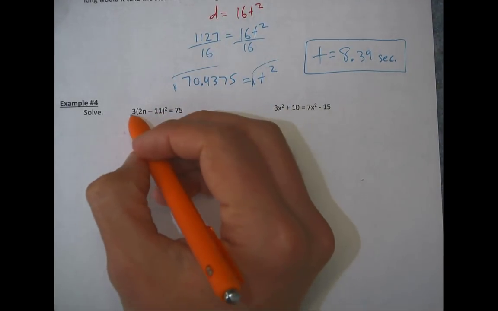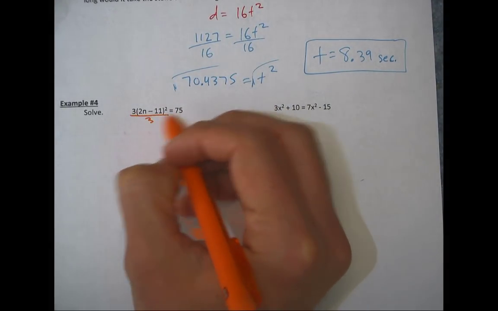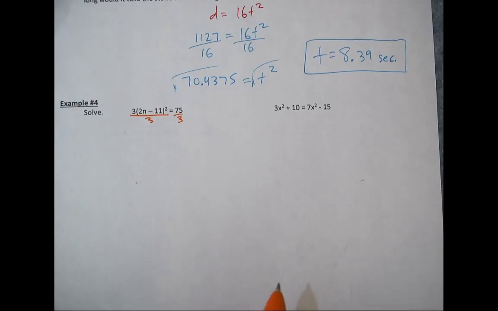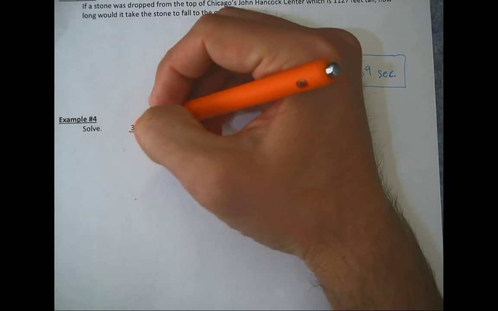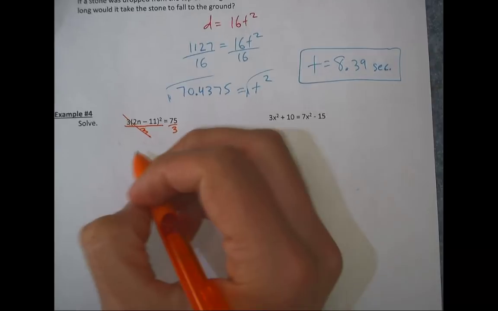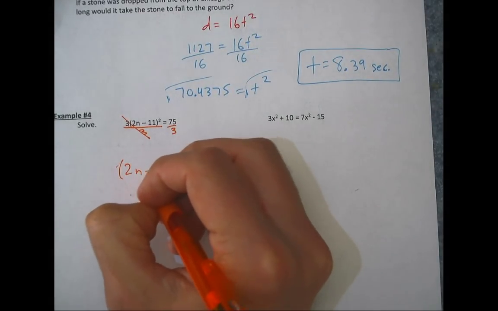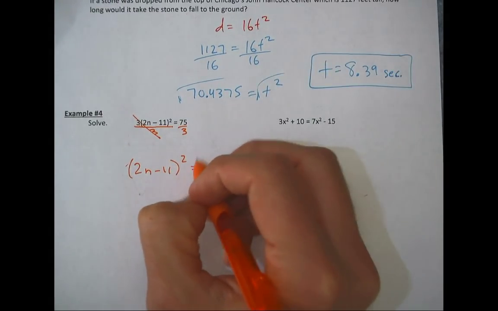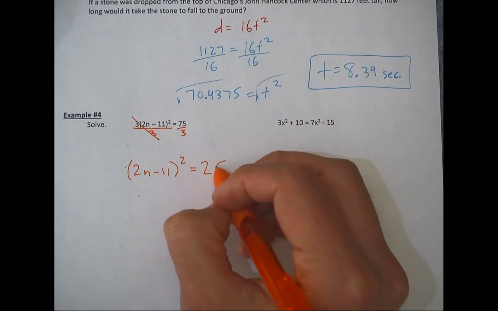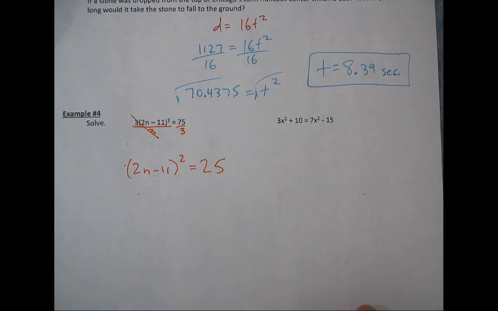So anytime you want to get rid of a number that's just being multiplied, you're allowed to just divide by that number. And so that's going to reverse this. So I still have 2n minus 11 squared. And 75 divided by 3 is 25. Okay, now this works out nicely. It doesn't always happen like that.